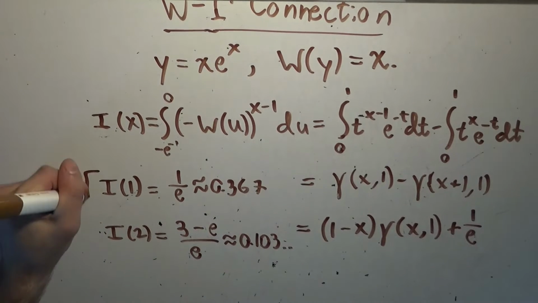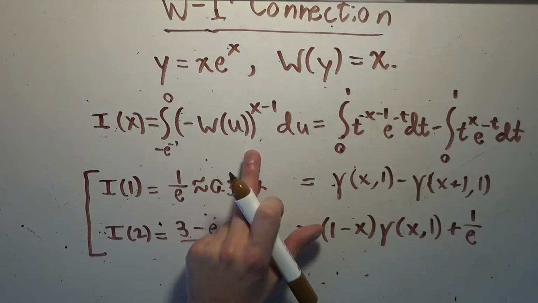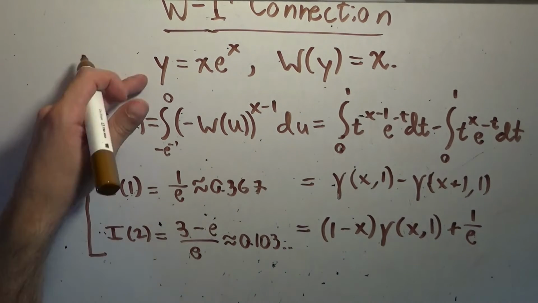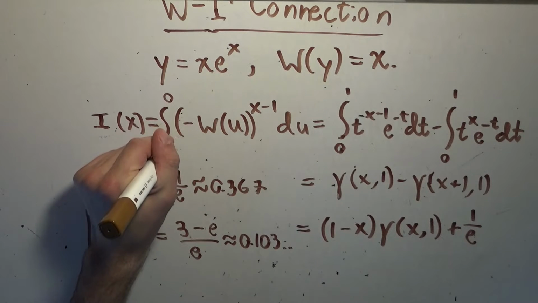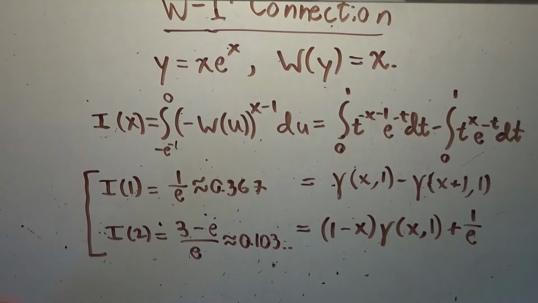Now these are the first two seed values. This is undefined at 0. So negative W of u to the power of negative 1 and integrating over that is actually undefined. It's an infinitely large area, and so you need these two things as your seed values to do the recursion. So let's prove the recursion formula.